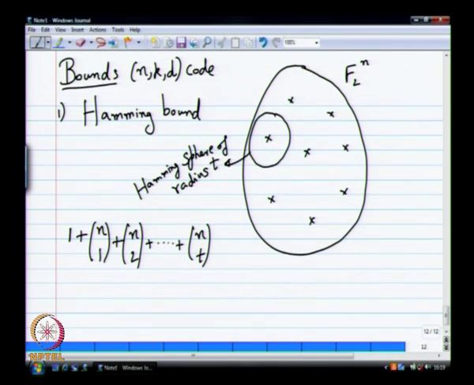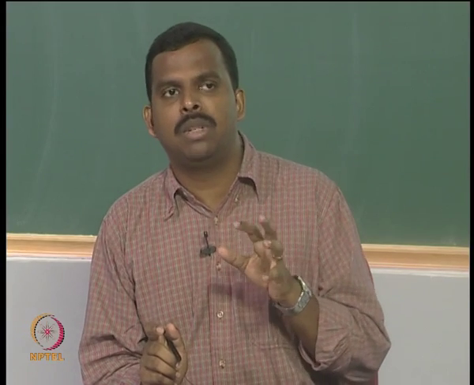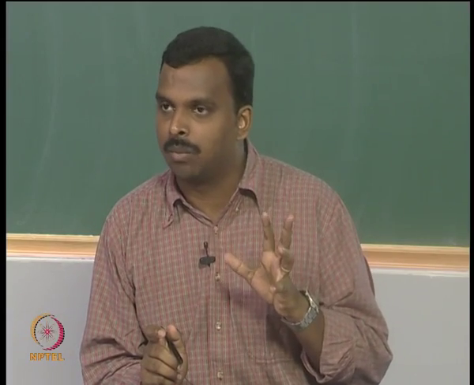Now I want to draw such spheres around all the code words and still not have them overlap. What is the maximum possible t that I can pick? That is the question.